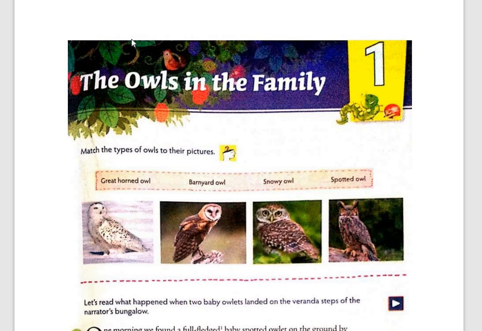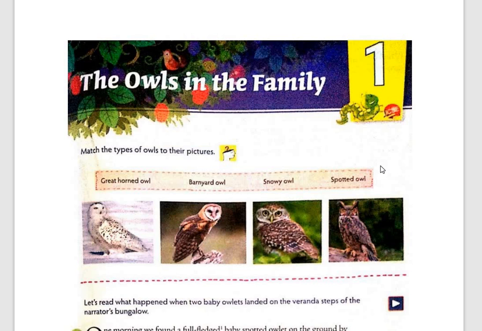So, in this story, he will be telling us about another peculiar pet, which is none but the owlets. That means the young owls. A few owl names are given in your book. These are the different species of owls. You can find the great horned owl, the barn owl, the snowy owl, and also the spotted owl. Now this spotted owl is mentioned where the narrator is describing.